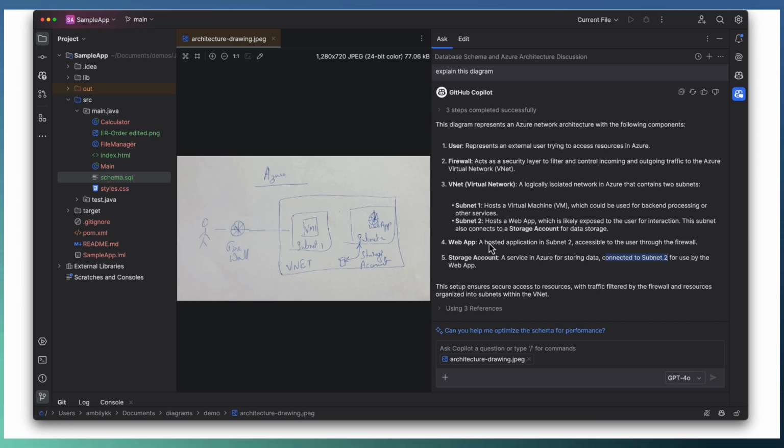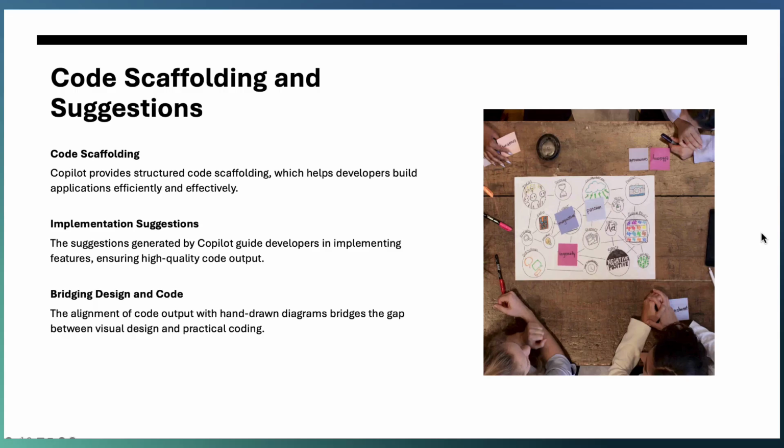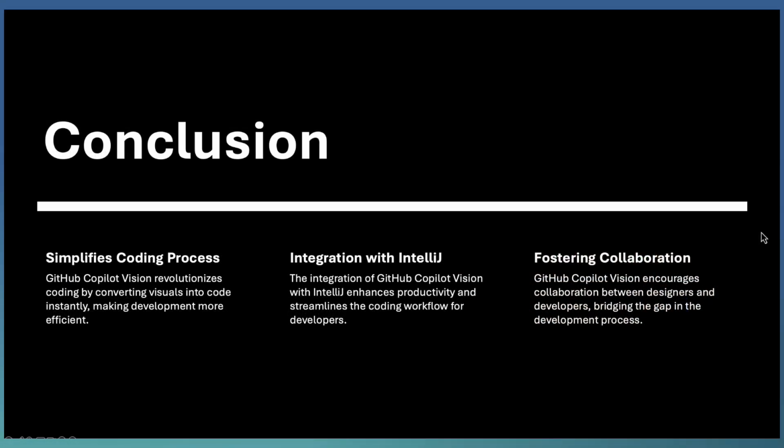And in case you want a Terraform script or Bicep scripts out of this, you will be able to get help from Copilot to generate the script out of this diagram. Hope you are also excited like me about these hand-drawn diagrams and, obviously, the code modification based on modified diagrams. So in a nutshell, this integration of GitHub Copilot Vision with IntelliJ increases our productivity and streamlines a lot of coding workflows for developers.